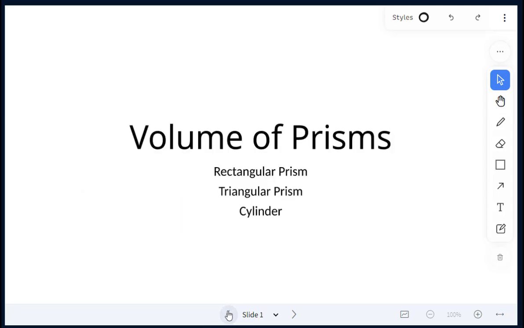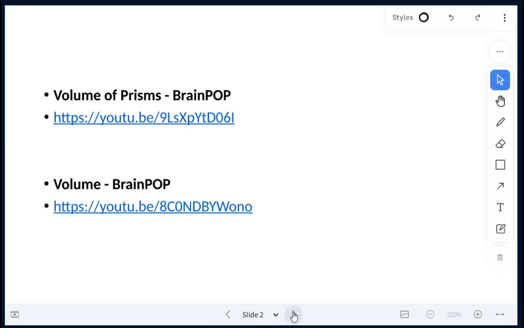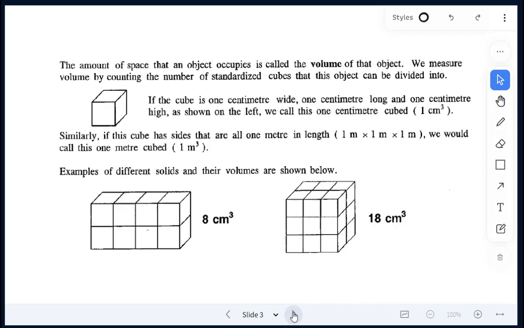All right, so today's class we're looking at volume of prisms. We're looking at rectangular prisms today, triangular prisms, and then we're also going to look at calculating the volume of cylinders. So we just finished watching these two videos on volume. Volume, it's the amount of space that an object occupies. Like the video showed, it's a three-dimensional measurement.